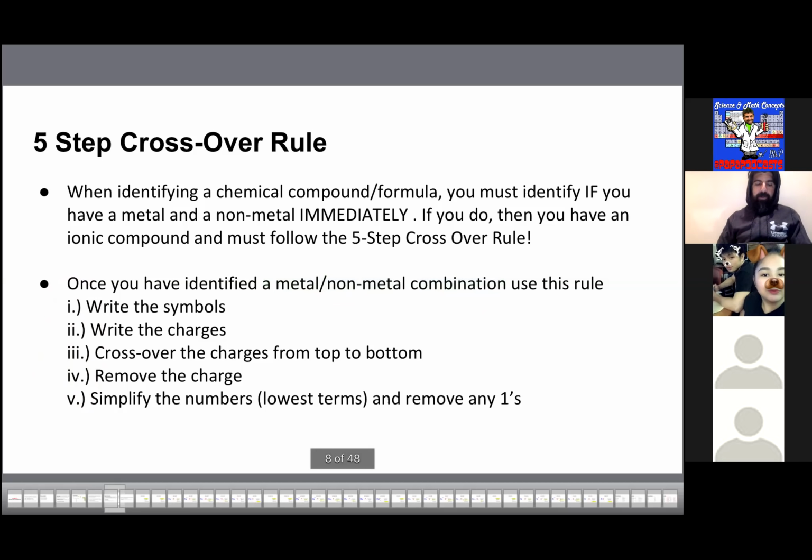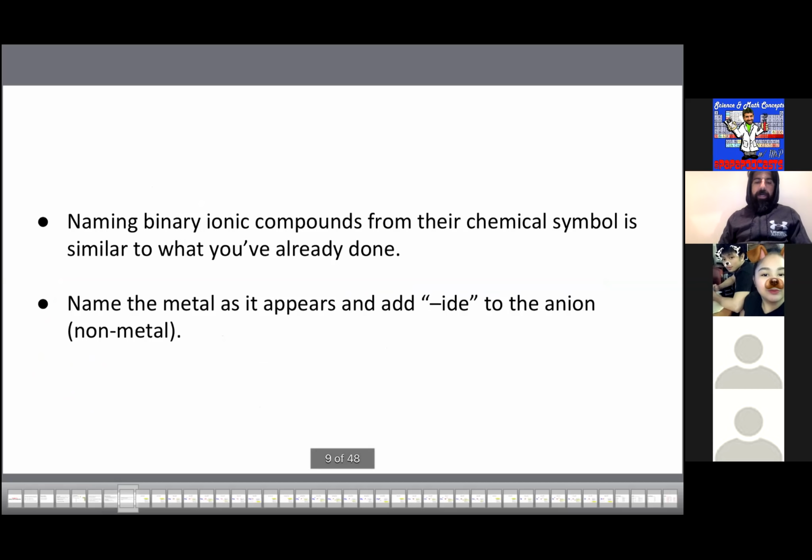Okay, so let's move on. Naming binary ionic compounds is real simple, using the chemical symbols that we already know, and knowing that the name will have the IDE ending. So we name the metal at the beginning as is. Magnesium, no changing of the name. But the non-metal: fluorine becomes fluoride. Chlorine becomes chloride. Oxygen becomes oxide.